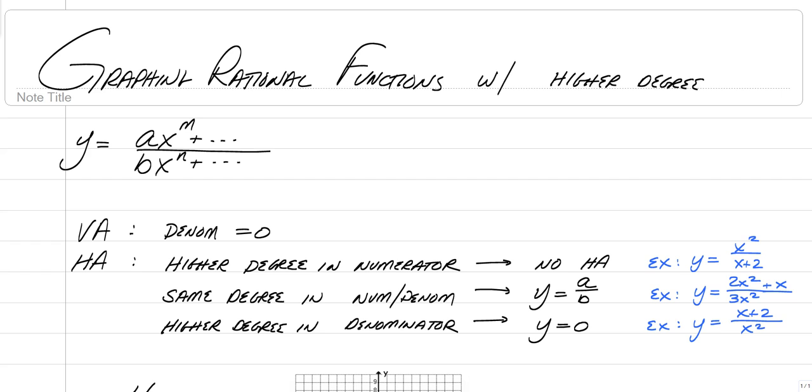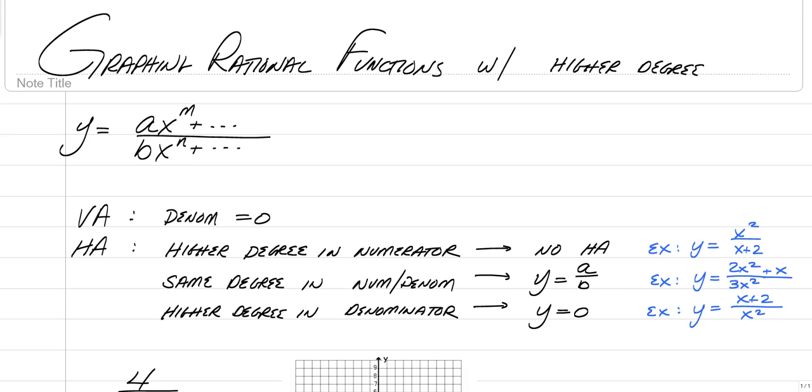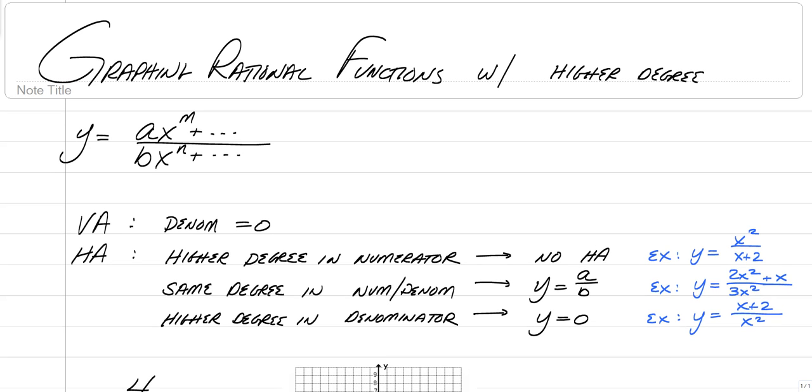Well, it actually does nothing to your vertical asymptote. As I mentioned in the last video, your vertical asymptote is always going to be what makes the denominator 0. But when you have higher degrees in the numerator versus the denominator, and vice versa, or same numbers, that's going to change things up a little bit.